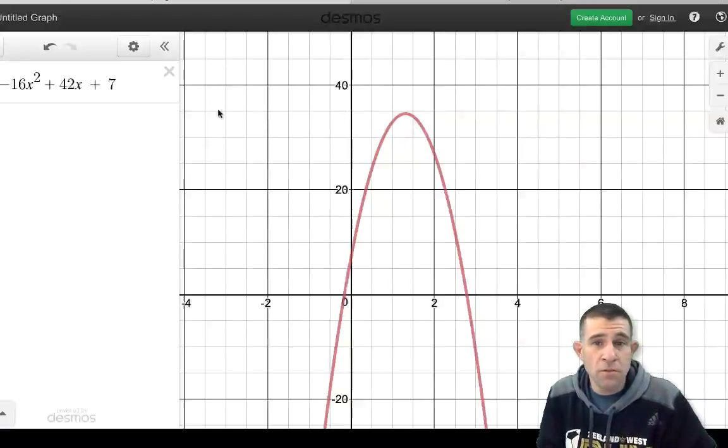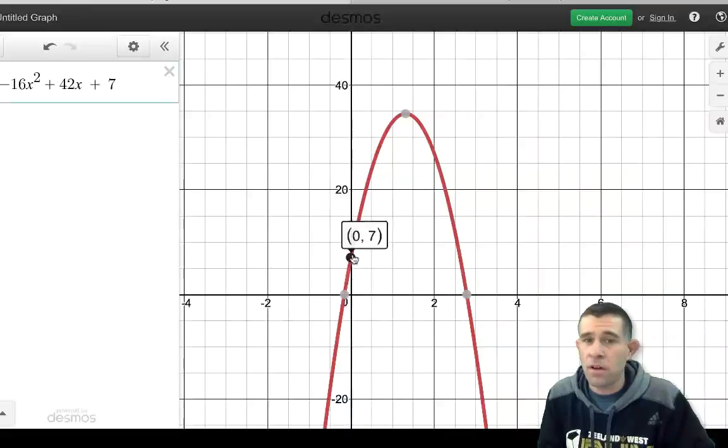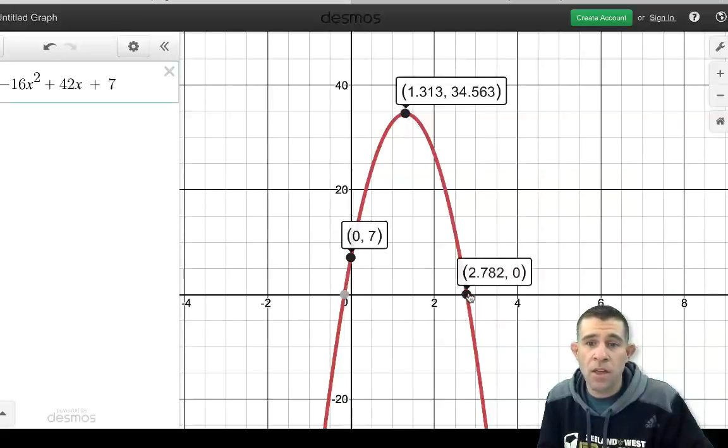So here's our function. This is what it looks like graphed on Desmos. I have my equation negative 16x squared plus 42x plus 7, where x is my time now. And you can see there's a couple of interesting points. Here's our y-intercept. That's the initial height from which it takes off. The vertex of our parabola is the maximum height that ball reaches. And the x-intercept is the time it takes to hit the ground.